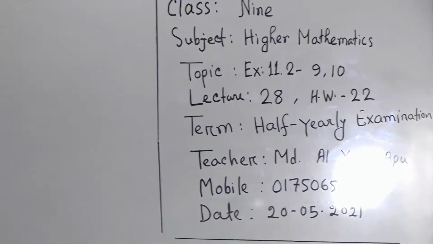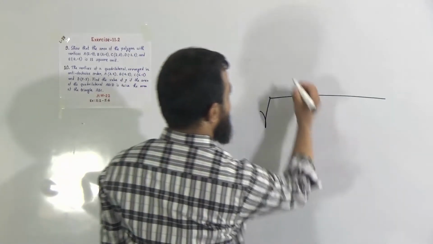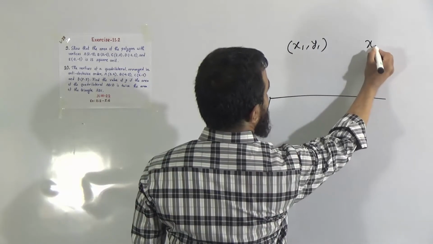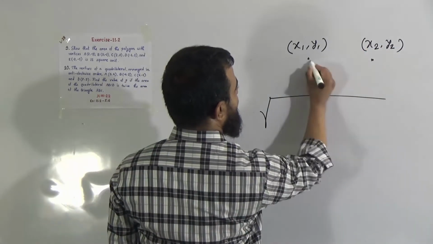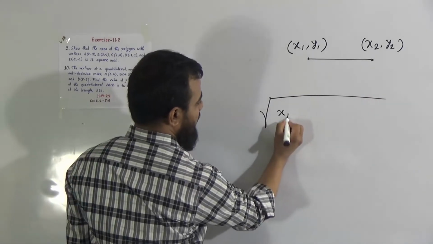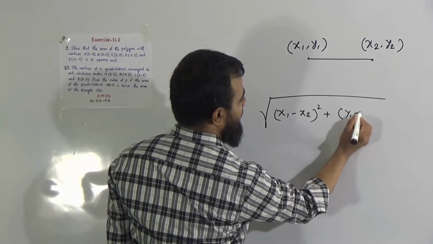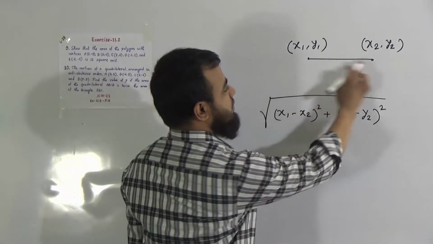Students, in the previous class you have learned about a formula, the formula of distance. I am writing down this formula of distance. Suppose x1 y1 is a point and x2 y2 is another point. So the distance between the 2 points is the square root of x1 minus x2 whole square plus y1 minus y2 whole square. This is the formula of distance between these 2 points.